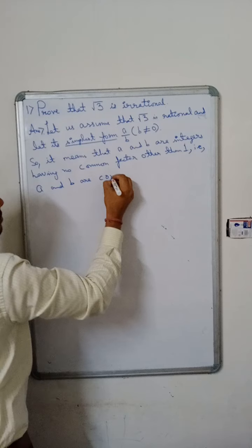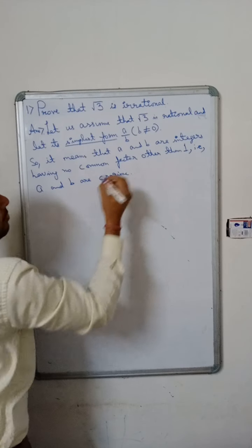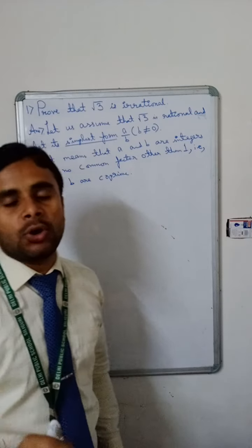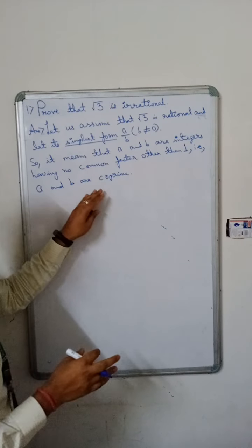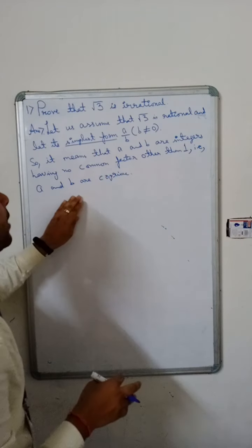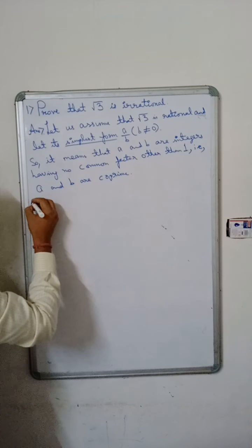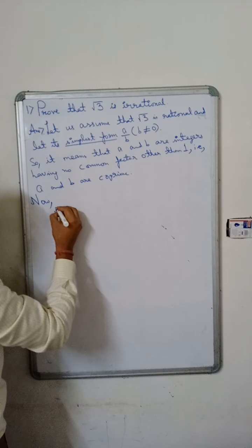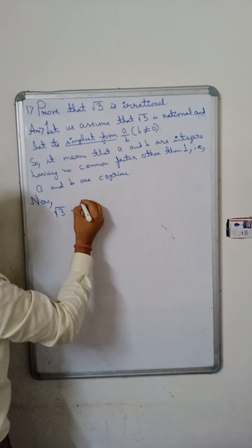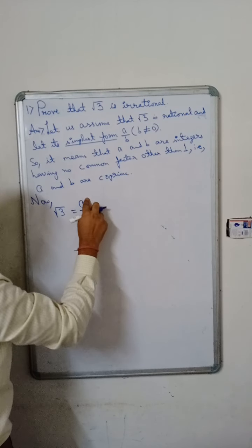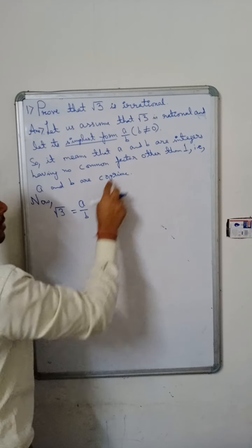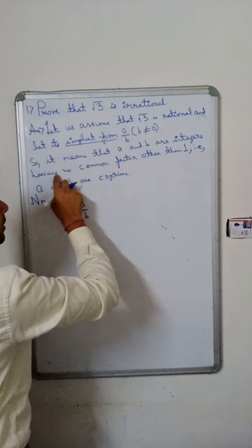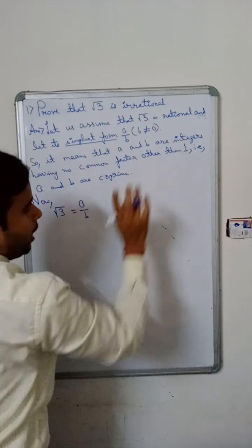What do you mean by co-prime? Co-prime means a pair of numbers whose HCF is equal to 1 is called a co-prime pair. So here we find that a and b are co-prime pairs. Now, we have assumed that root 3 is of the form a by b, where a by b is in its simplest form. That is, already I have written here that they don't have any common factor other than 1.